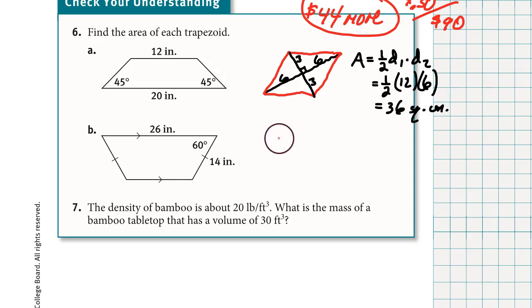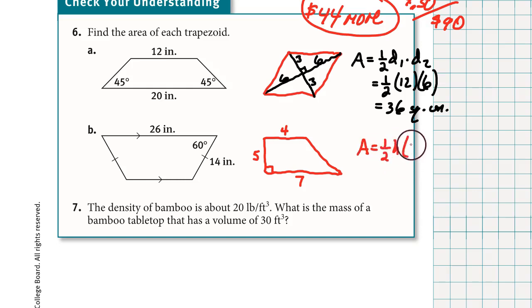Let's do one more example involving a trapezoid. Here is a trapezoid. Let's say that this side is 4, that this side is 7, and that this side is 5. If we want to find the area of the trapezoid, we use the formula. A equals 1/2 times h times (b1 plus b2). This is 1/2 times 5 times (4 plus 7). And this answer is 27.5 square units.